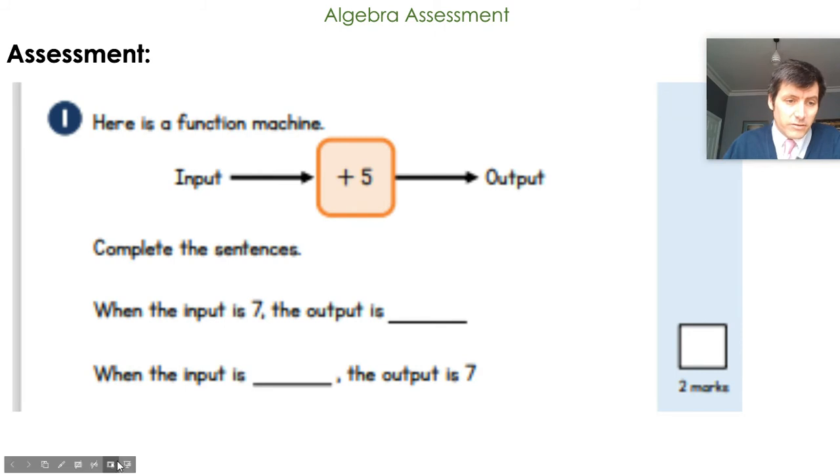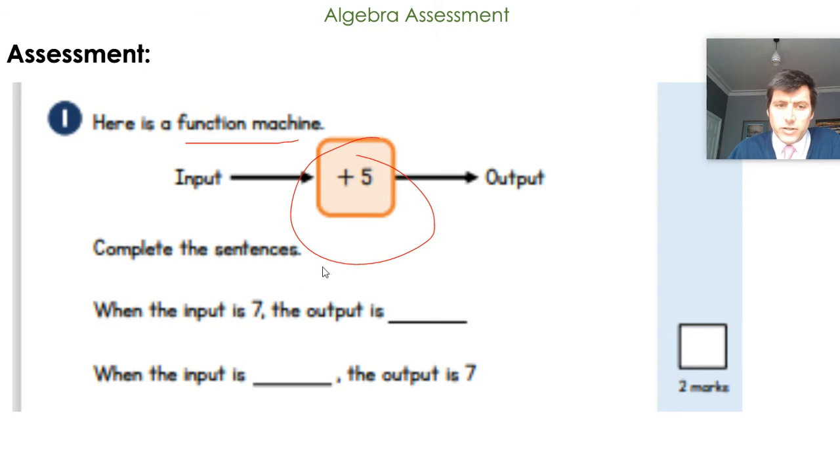I'm going to try now using my dodgy old tech to bring up the questions. So this is the function machine. We can see that the input has 5 added to it. When the input is 7, the output: sometimes what helps is to write it on the page. I've got 7, and I'm sorry the handwriting isn't very precise there, Karen. I know it upsets you when my handwriting's dodgy. I'm adding 5 to 7, so I know that the output is going to be 12.